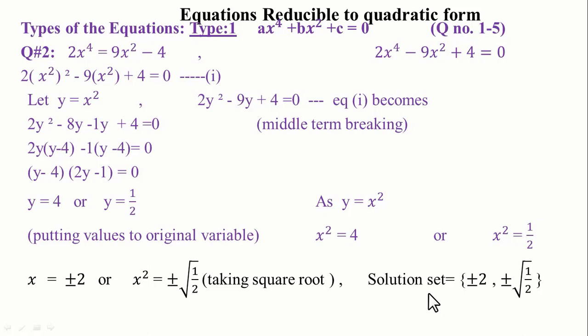So the solution set of the given equation is plus minus 2 or plus minus square root of 1 upon 2. This is the solution set of question number 2. Let's start the next question.